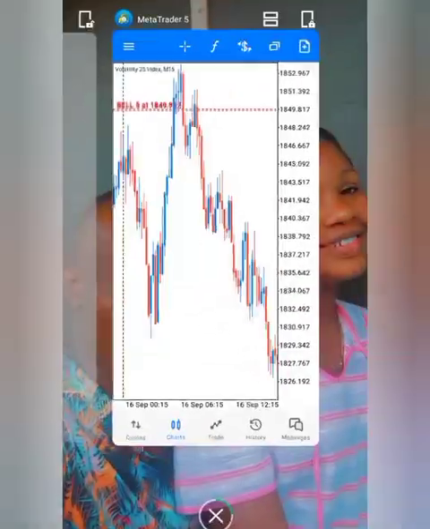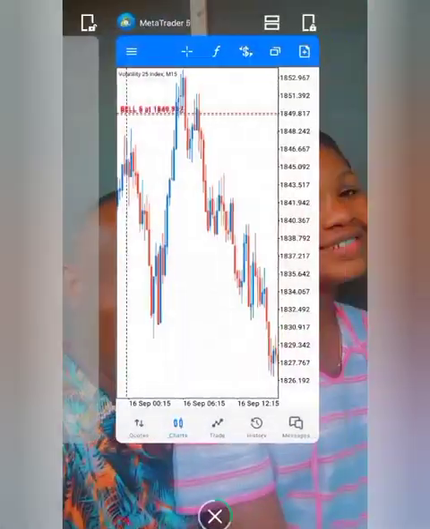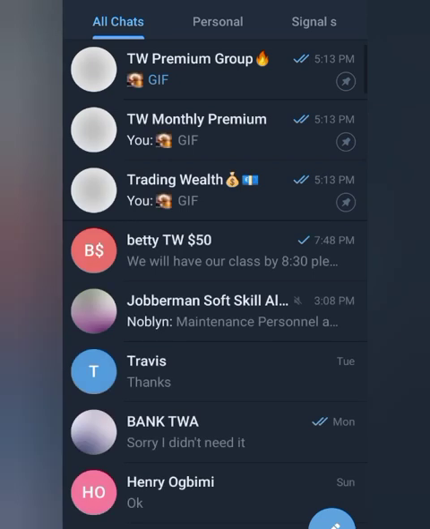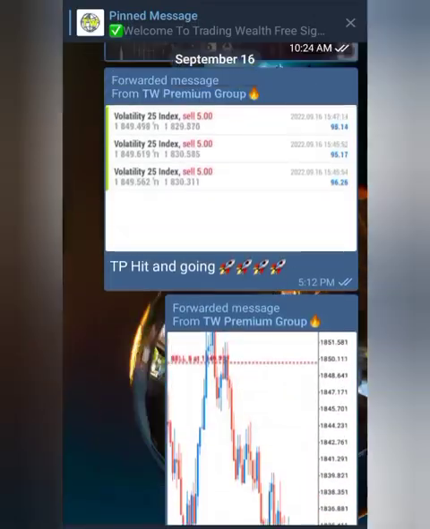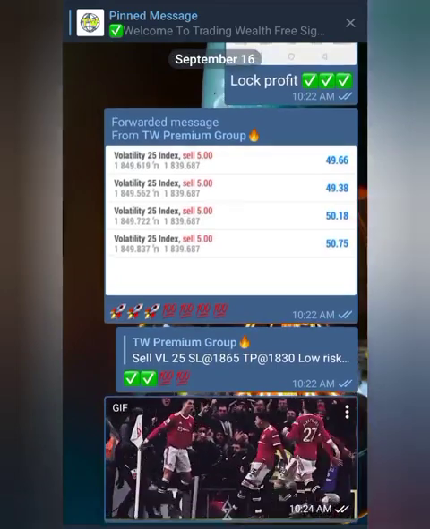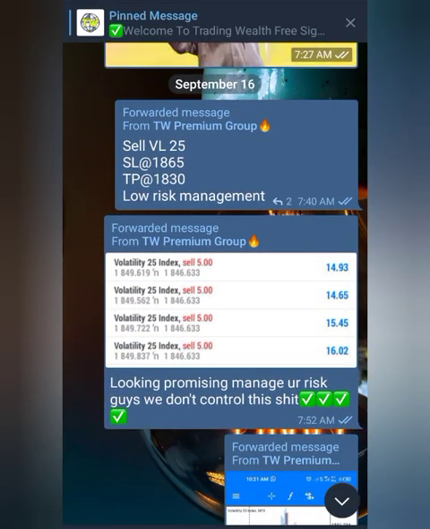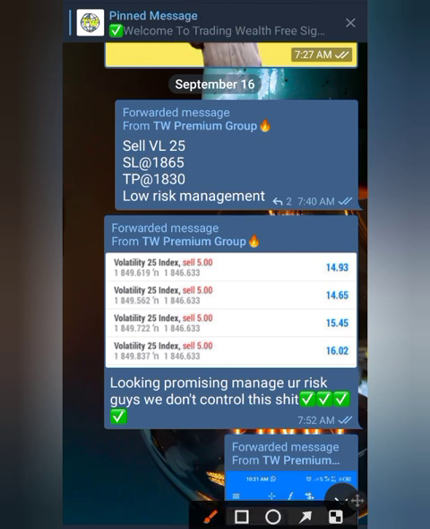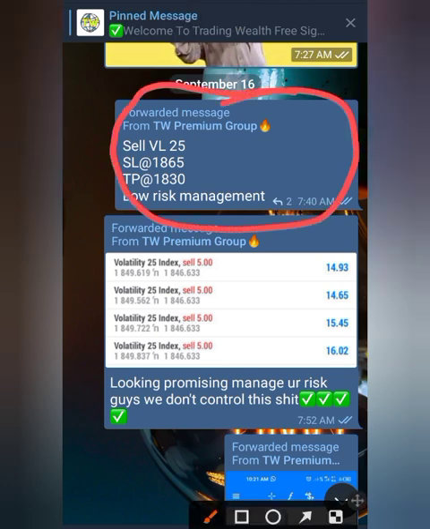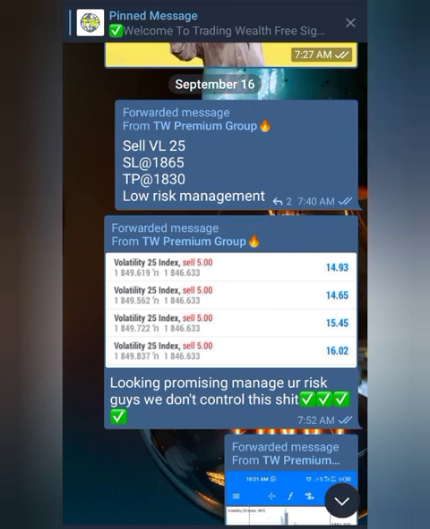But before I go ahead to explain the strategy to us, let me show us this. Okay, so this was a signal I dropped today in the morning. So I dropped this signal today. You can check the date and the time. I dropped this signal today at exactly 7:40 a.m. And that is the trade that is running on my MetaTrader.